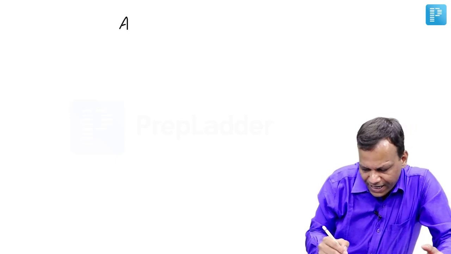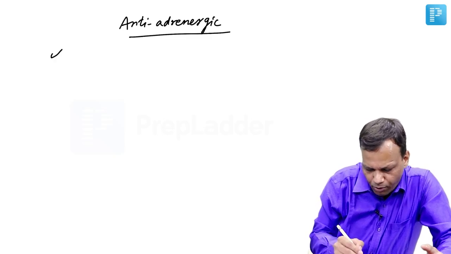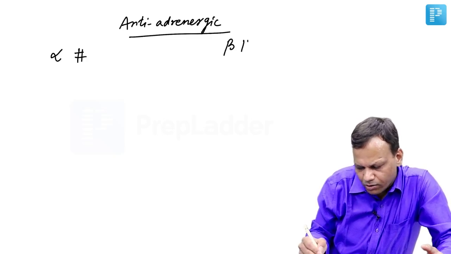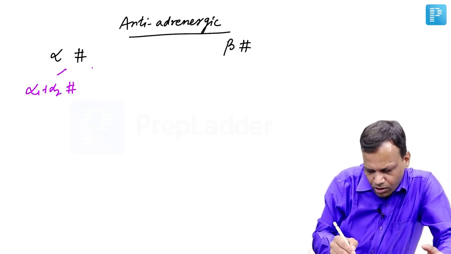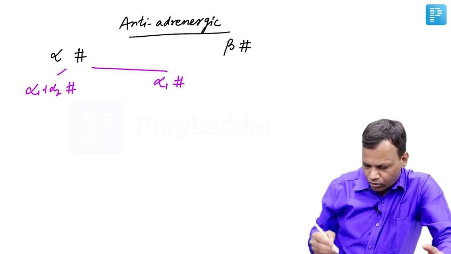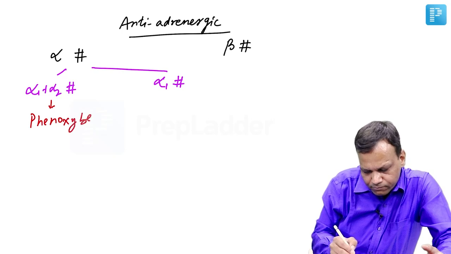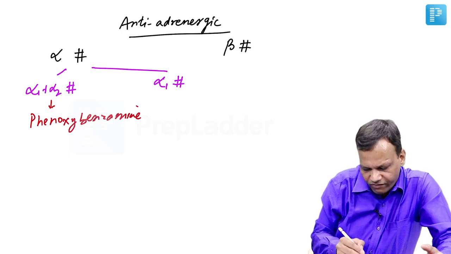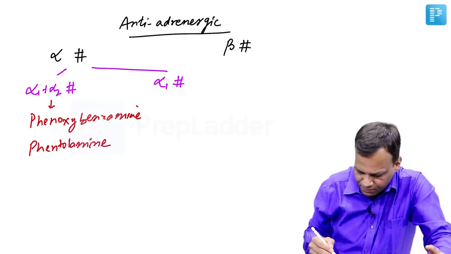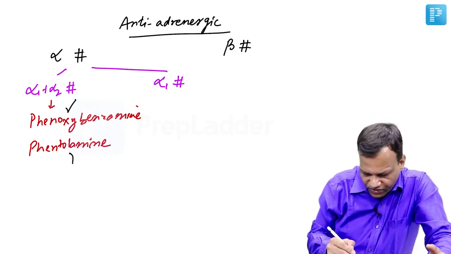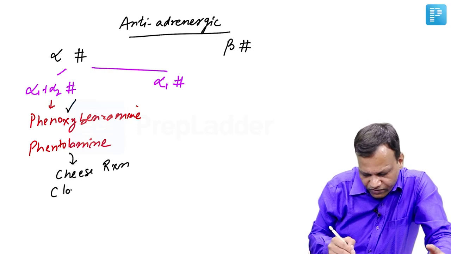Now we will move to anti-adrenergic drugs or sympathetic system blocking drugs. We can broadly divide them into alpha blockers and beta blockers. Alpha blockers can be non-selective, that means alpha 1 plus alpha 2 blocker, or they can be selective alpha 1 blockers. Non-selective alpha blockers are phenoxybenzamine or phentolamine. They permanently block. Phenoxybenzamine is mainly used in pheochromocytoma, whereas phentolamine is commonly used in cheese reaction and clonidine withdrawal.